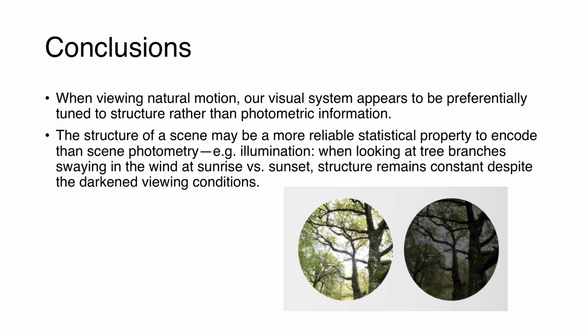All right, so to conclude, when viewing natural motion, our visual system appears to be preferentially tuned to structure rather than photometric information, and this may make sense due to the fact that structure is a more reliable statistical property in our environment, so it's more resistant to scene illumination. When you're looking at tree branches, for instance, swaying in the wind at sunrise versus sunset, the inherent structure is the same across these two scenes. It's just the illumination that's different.